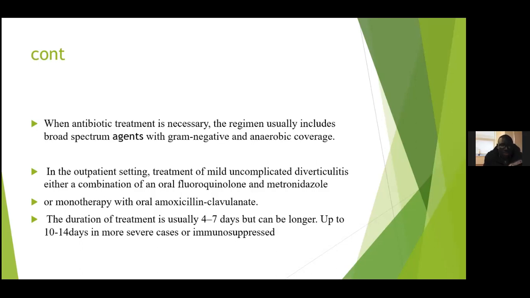In terms of duration of treatment, it depends on whether the person is immunocompromised or immunocompetent. Commonly it's about 4 to 7 days, but for those who are immunocompromised or who have a more severe phenotype, you can extend to up to 14 days of treatment.